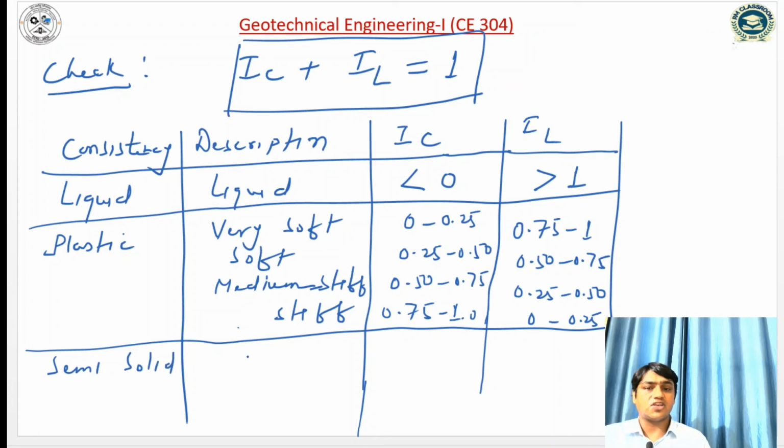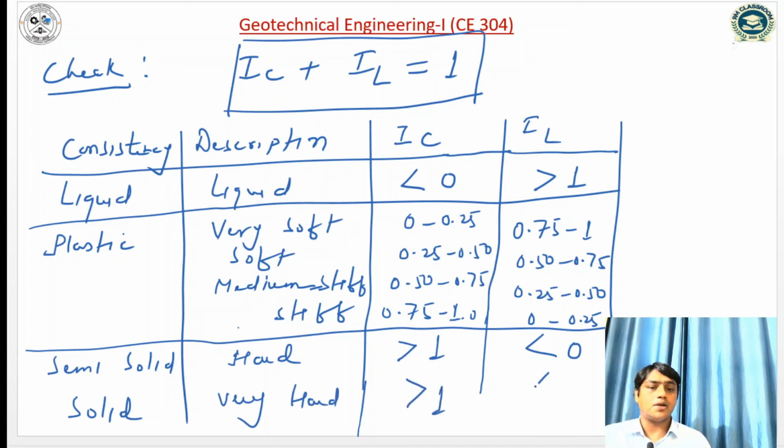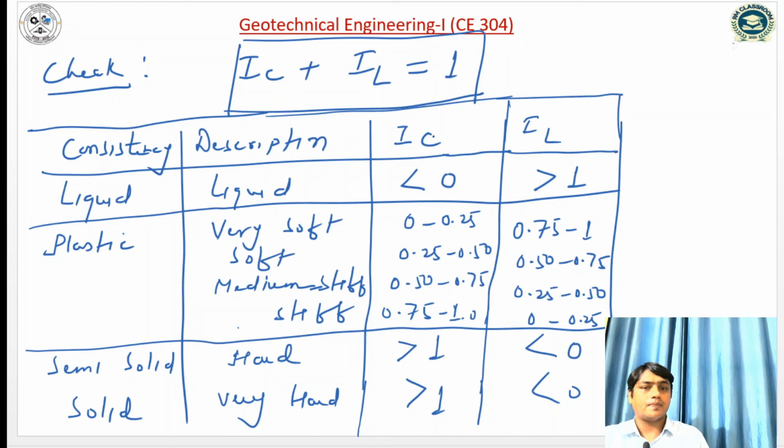Similarly, when the consistency is semi-solid, this is also hard. The value of consistency index is greater than 1 and the liquidity index is less than 0. And in case of solid, it is very hard. So this is the table you have to remember for the classification of this soil, further classification of this type of clay.